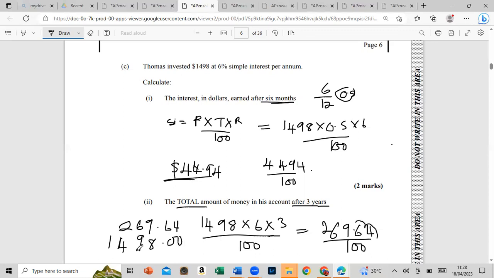So we need the total, so let's do that. So that will be 4, 6, 8 and 9, 17. 7 carry 1, 9 and 1, 10 and 6 carry 1. So after 3 years, we'll have a total of 1,700 and about.